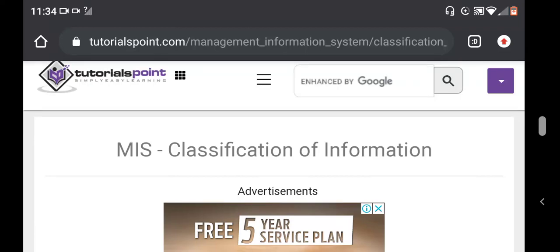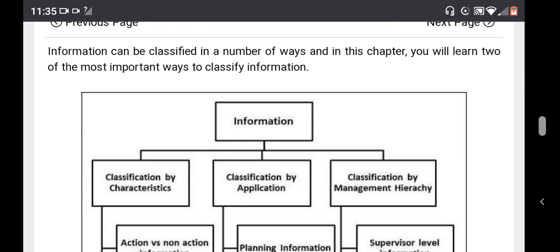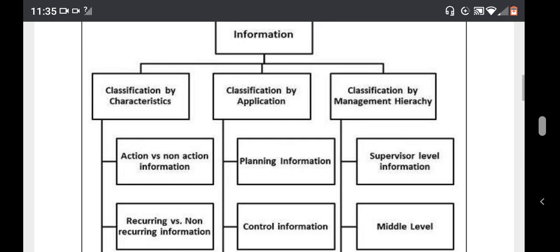So let's proceed with the MSS classification of information. Information can be classified in a number of ways, and in this chapter you will learn two of the most important ways to classify information. So you have here the chart. So we have the information considered as classified into different properties.